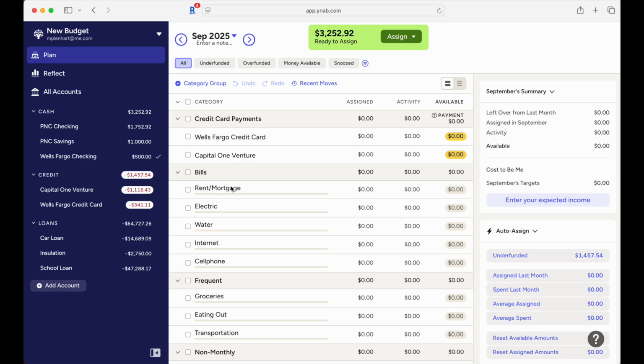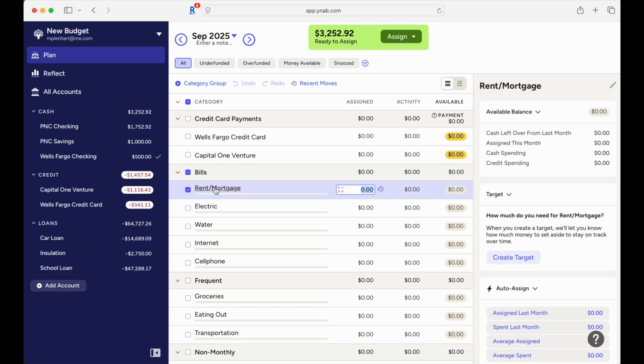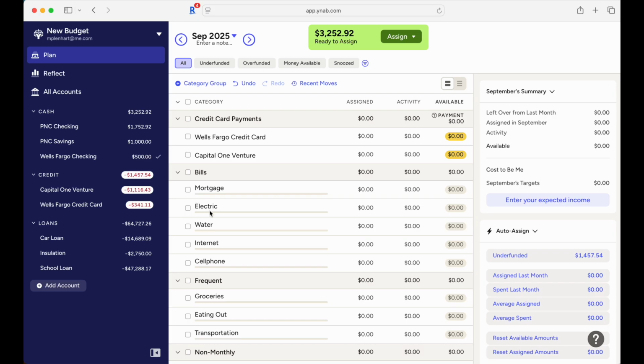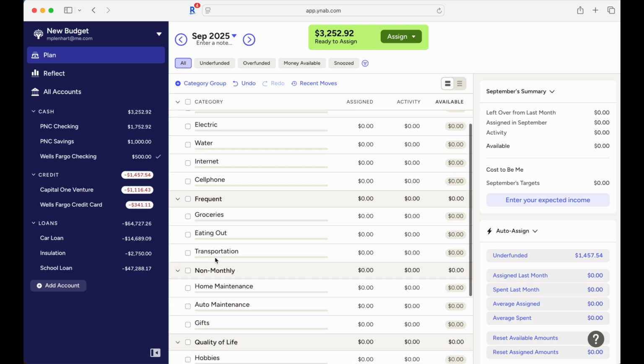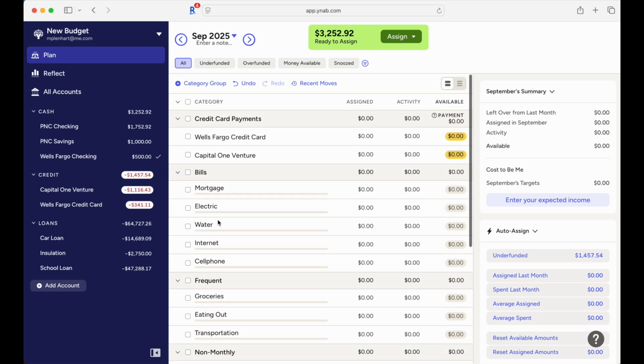And if I start looking at this, I would say, yes, I do have a mortgage payment. And so I can go ahead and just click on this category to bring up the menu here and I can rename it. And then I can click OK to save that. I also have an electric bill each month. I have a water bill each month. I have an internet bill and I have a cell phone bill, which we pay on a yearly basis, but I still consider this a bill. So I would keep it here rather than in the non-monthly. So this is a good start, but it does not capture everything for me.